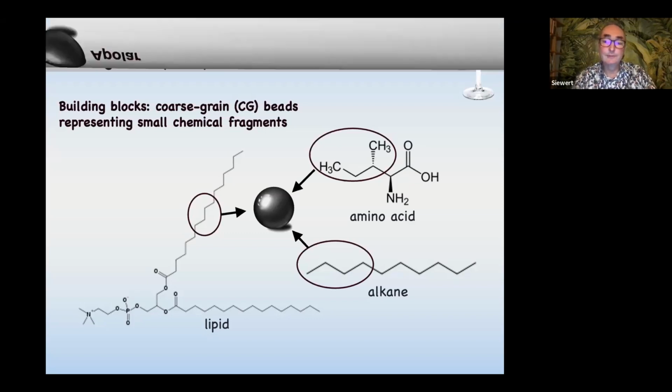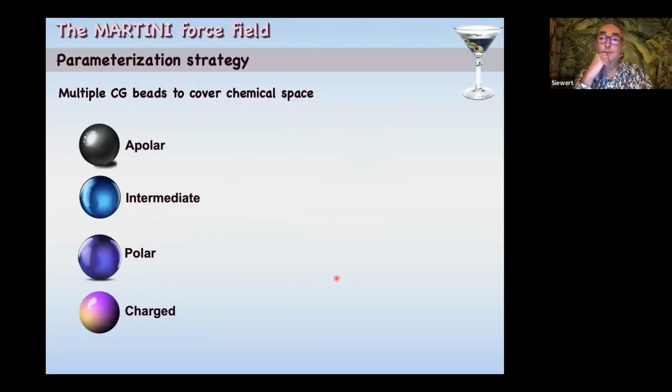Of course, you need many of these types of beads because you have many chemical fragments that you would like to represent. And so we have a family of these beads that range from apolar bead types to intermediately polar to polar, and also some bead types that are representing charged groups. They come also in many subflavors. I don't have the time here to go into all the details of this Martini model.